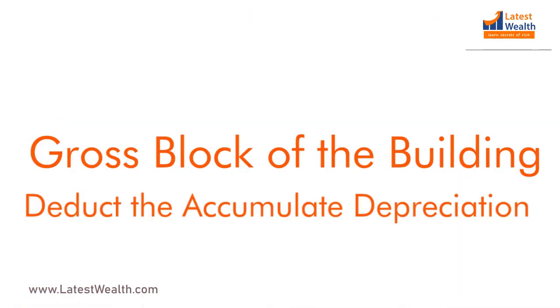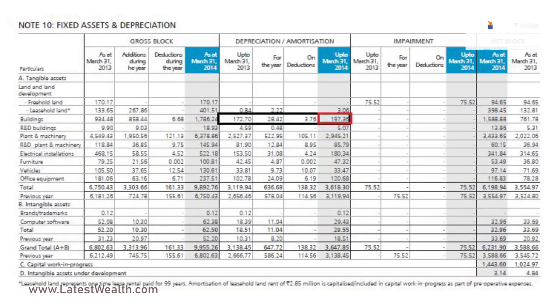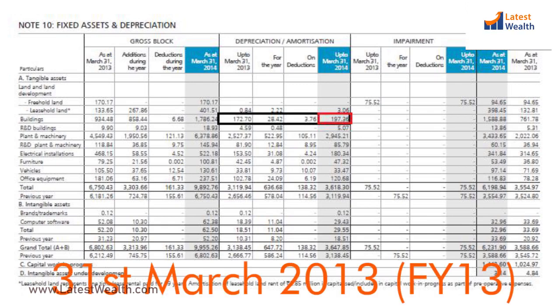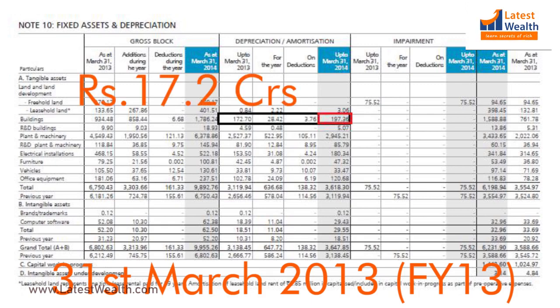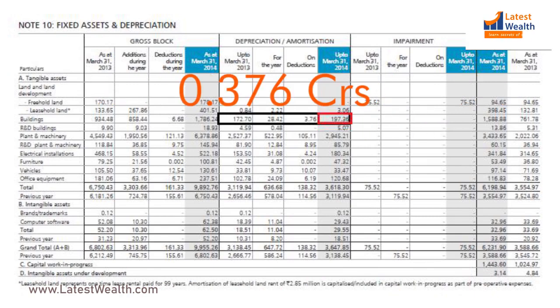From the gross block, one needs to deduct accumulated depreciation to arrive at the net block. Just see here, we have highlighted the depreciation section belonging to building. As of 31st March 2013, financial year 13, ARBL has depreciated 17.2 crores, to which they need to add 2.8 crores belonging to financial year 14. Adjust 0.37 crores as the deduction for the year.